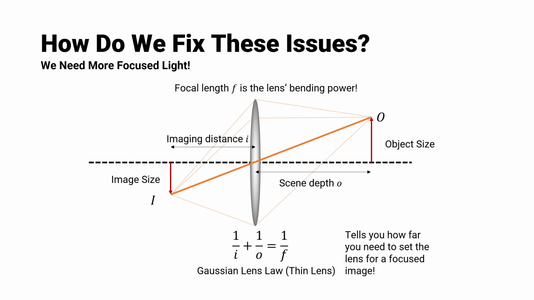So what is the distance between the image and the lens which I need to set, or how far do I need to be from the object for the image to be in focus and sharp.